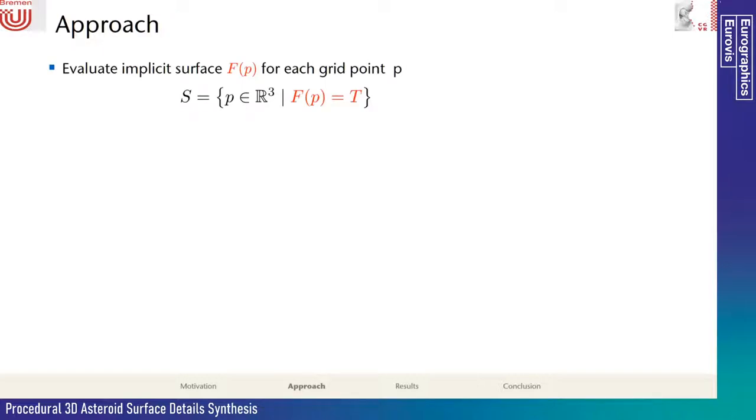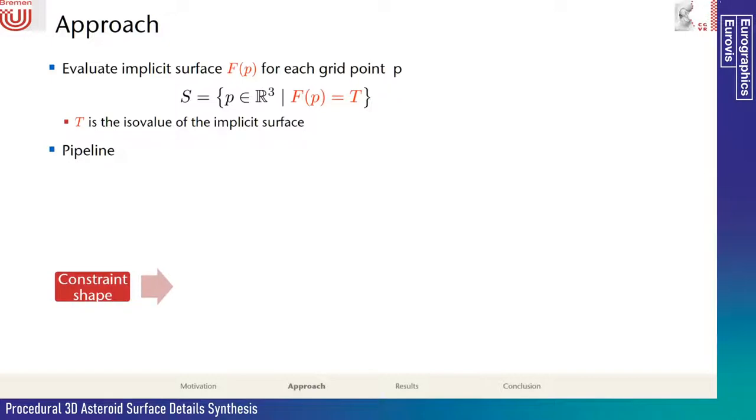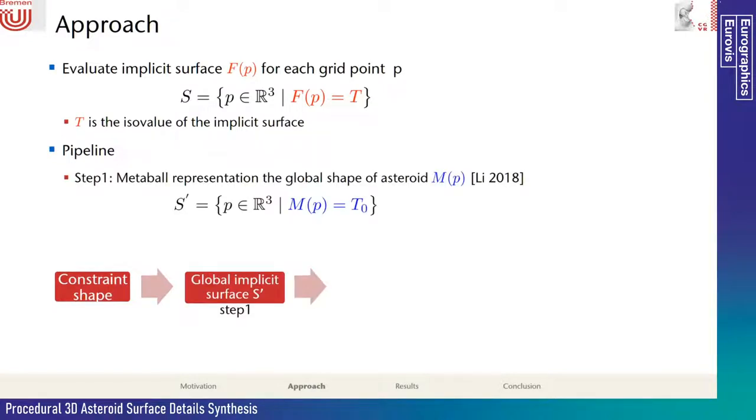Our approach is a fully implicit representation of 3D asteroid with the equation Fp. By computing the ISO value of each point in 3D space, we can obtain the surface of asteroid. Our pipeline begins from the constraint shape, and in the first step, we use a group of metaballs to represent the global shape of asteroid.